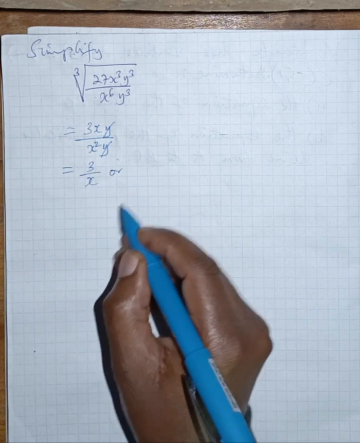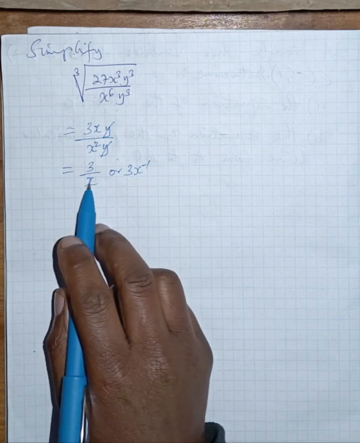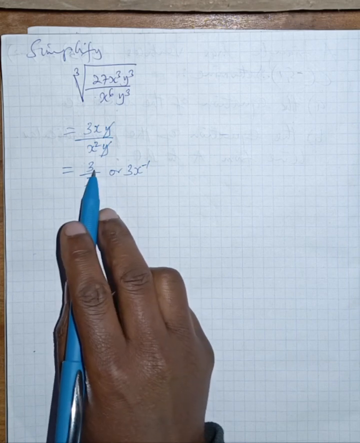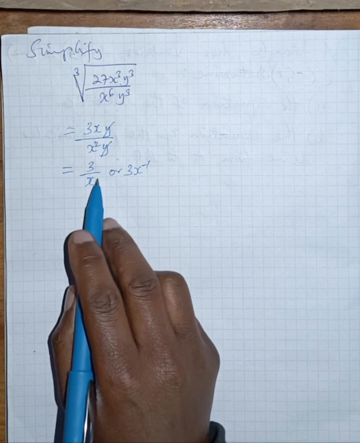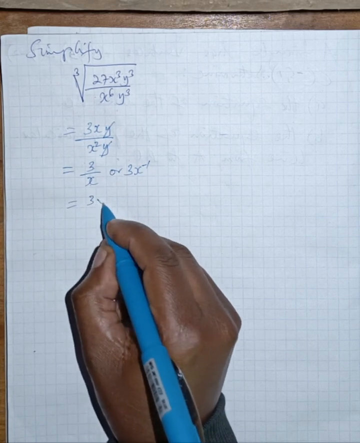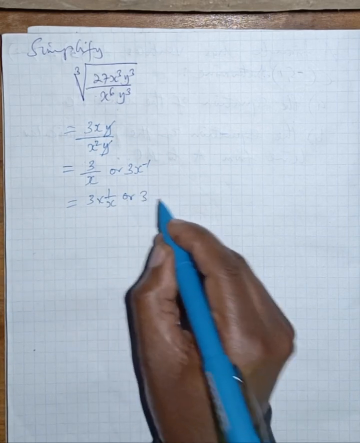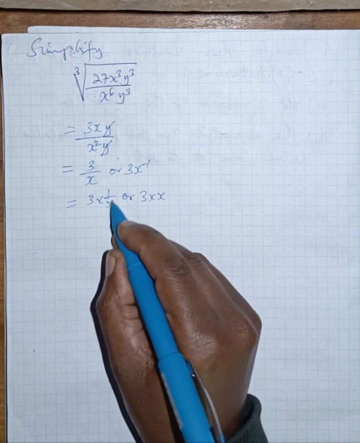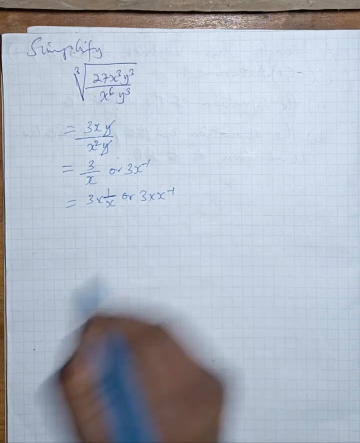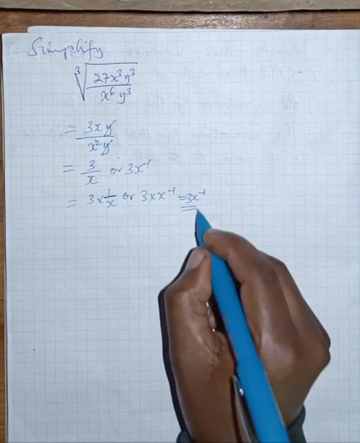And this one can also be written as 3x power minus 1, because whenever you have a denominator on this side, you can multiply the same up here, but you remember to put a negative, because this one is the same as writing 3 times 1 over x. So I can write it as 3 times x. Now when I remove this over sign or this division sign, I put a negative there. So finally it will be 3x power minus 1, like that.